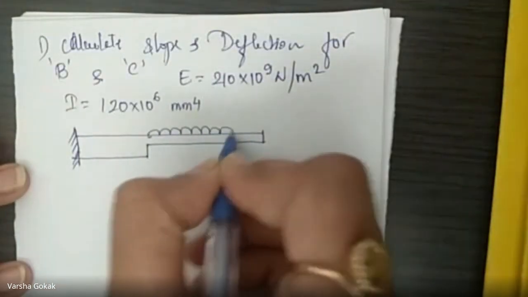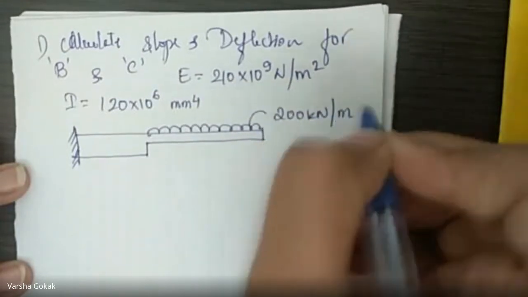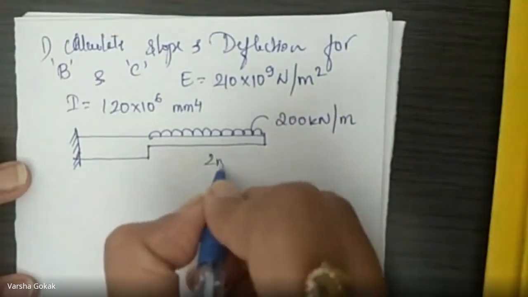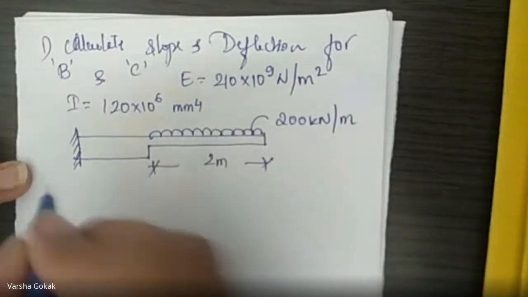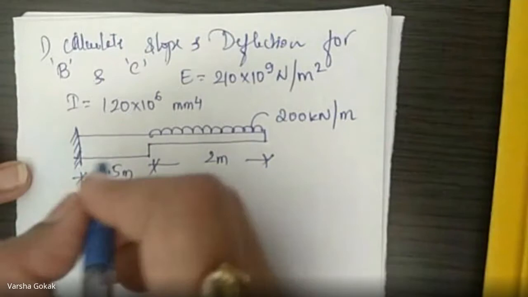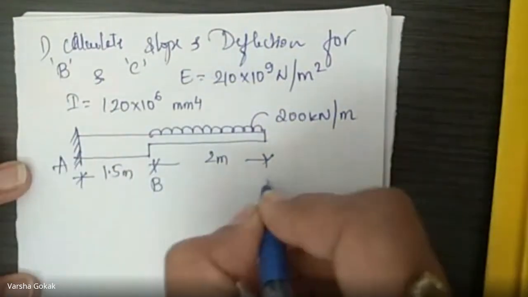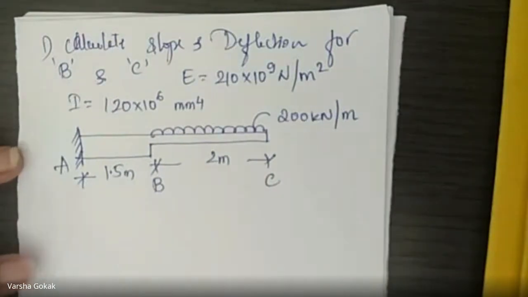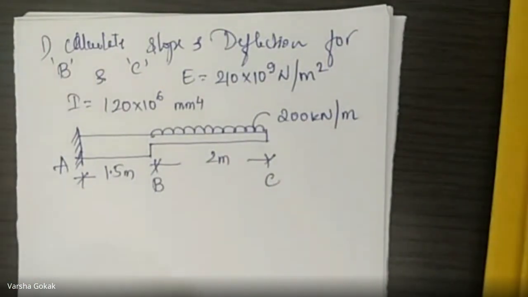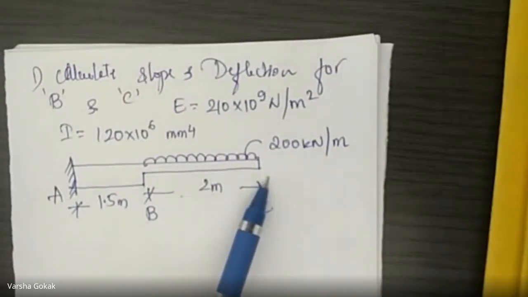Here there is a UDL of 200 kilonewton per meter. This is for 2 meters, right? And this is for 1.5 meter. And there is no point load and all. This is point A, this is point B, and this is point C. So this is the beam. We have to find the slope and deflection at point B and at point C. So both these points we have to find.